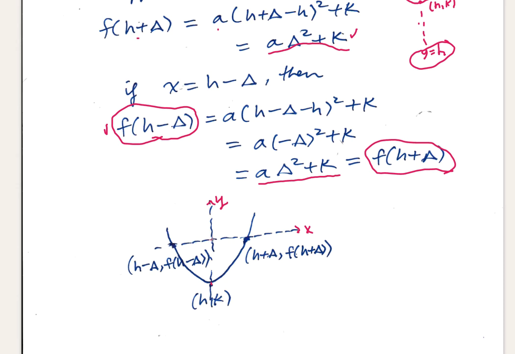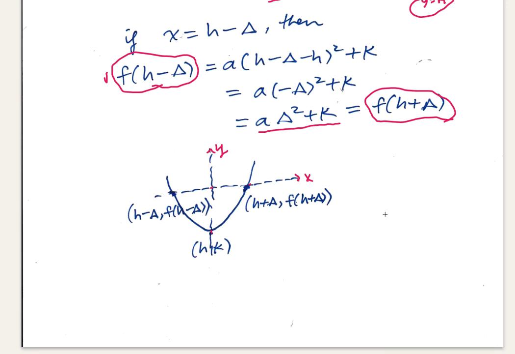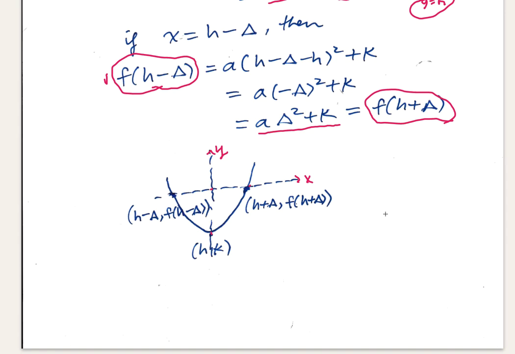Or if I move delta units in the opposite direction, so h plus delta, I come this way and evaluate the function here, I get the same y value. That's what that's saying here. So if I move the same distance in either direction, to the left or the right from h, I always get the same y value. And that's precisely why I'm getting symmetry with respect to that line, x equals h.